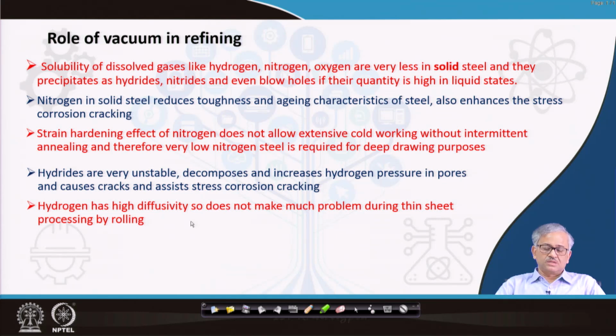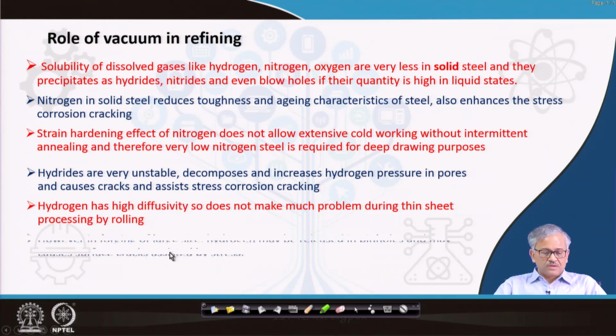That is why, when you make thin sheet by the process of rolling, hydrogen doesn't cause that much problem, because with very high diffusivity and less thickness, it can easily diffuse away from the steel. So that doesn't make too much of a problem, but a problem comes if you want to forge something, a big object.